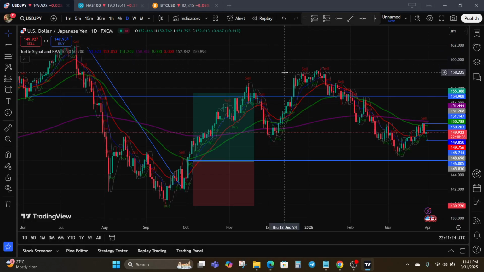So now that you know how to buy low and sell high using this indicator on TradingView, it is time to test it out.